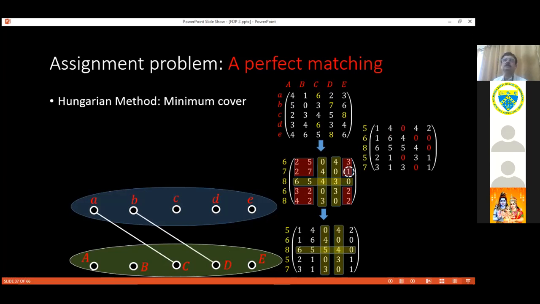A to C. B to D, second one, B to E also there. Next C to E is there. Then this is D, D to capital C. The last one is E to capital D. Write it. So now again find out a vertex cover.